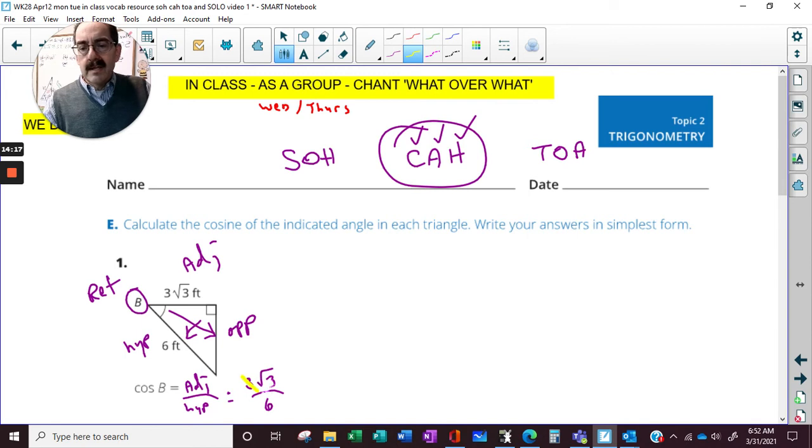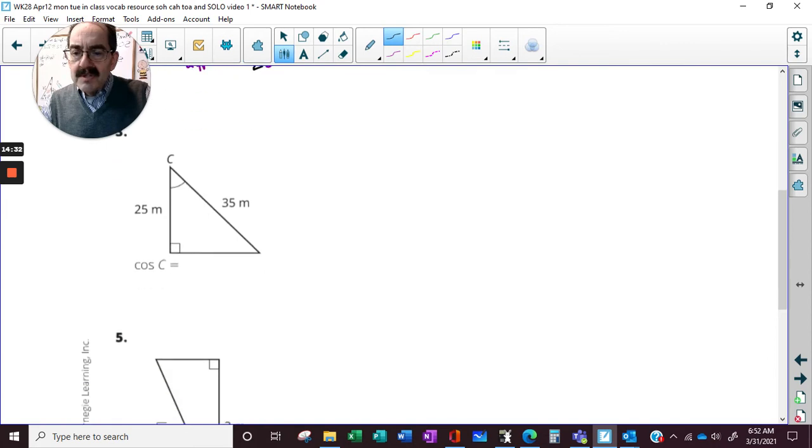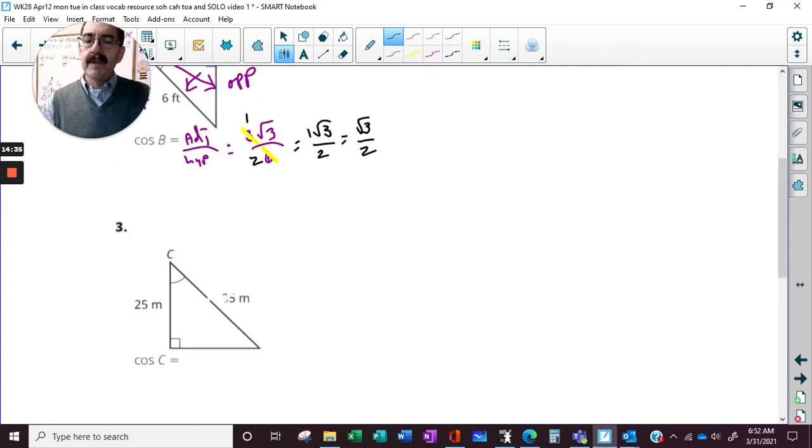Again, 3 and 6 can be canceled to 1 and 2. 1 radical 3 over 2 if you want radical 3 over 2. Okay? And our last one, no, we got a couple more. We're good. Cosine.